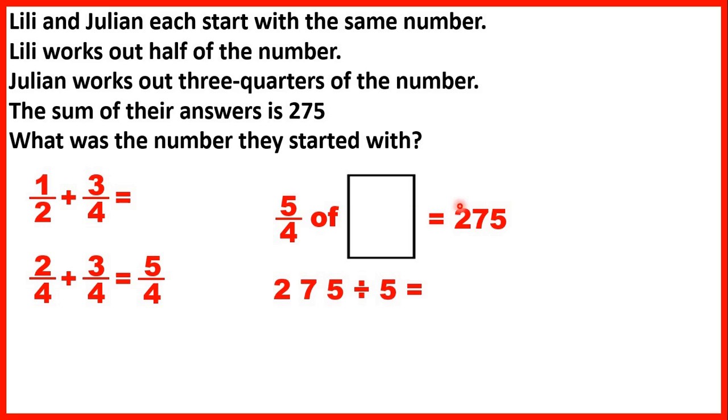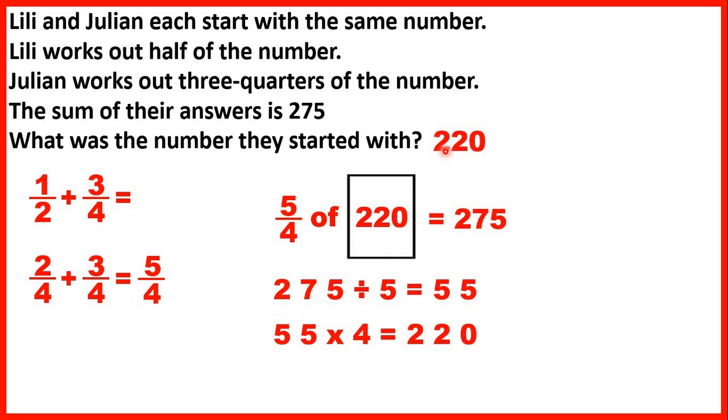So we can divide 275 by the numerator, so divide by 5, and that gives us 55. Then we can multiply by the denominator, and 55 times 4 is 220. So that means they started with the number 220.